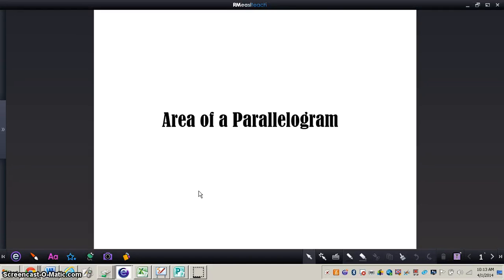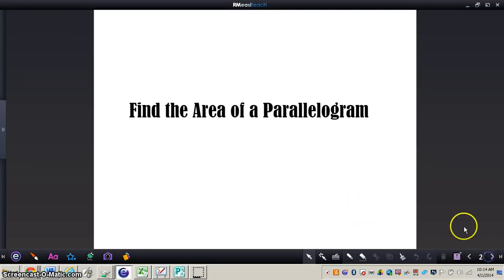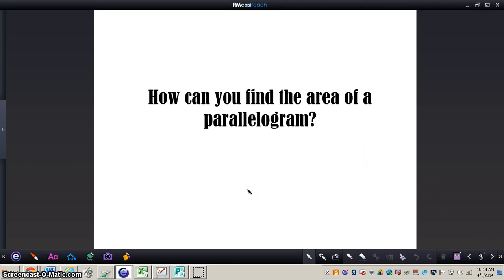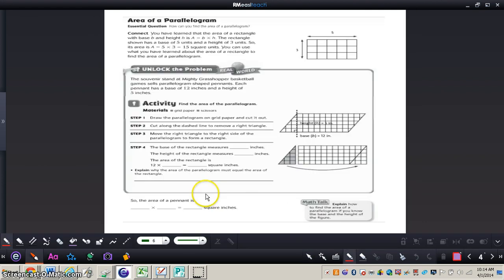In this video, we're going to be taking a look at how you find the area of a parallelogram. And the goal for today is to be able to find the area of the parallelogram, which also goes along with the essential question of how can you find the area of a parallelogram. Once again, we are going to connect something that we already know to help us learn something new.